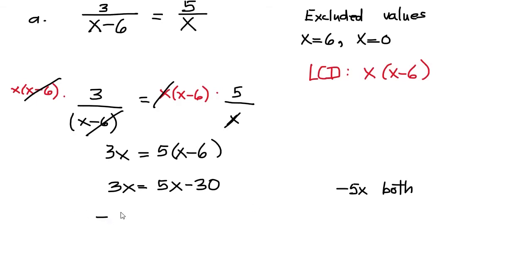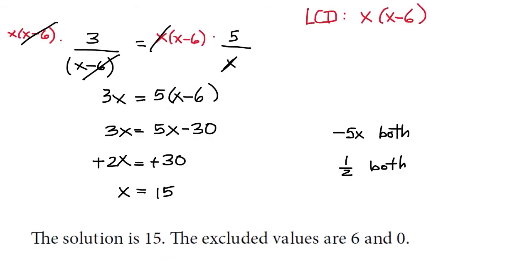And I will get negative 2x equals negative 30. I can imagine that I multiply both sides by negative 1, but this just becomes positive. And now I'm going to multiply both sides by 1/2. So I will have x equals 30 multiplied by 1/2, or 30 divided by 2, that is 15. So the solution is 15, and the excluded values are 6 and 0.